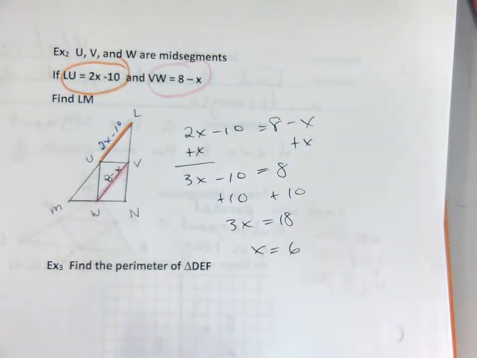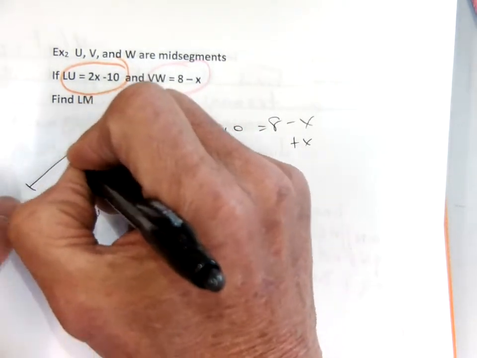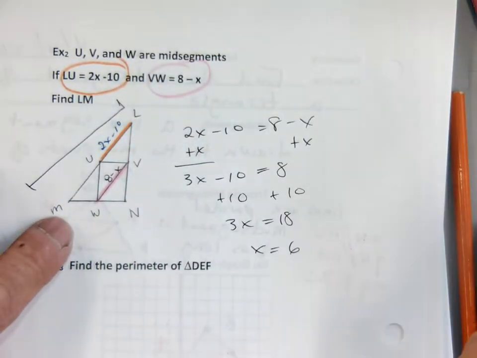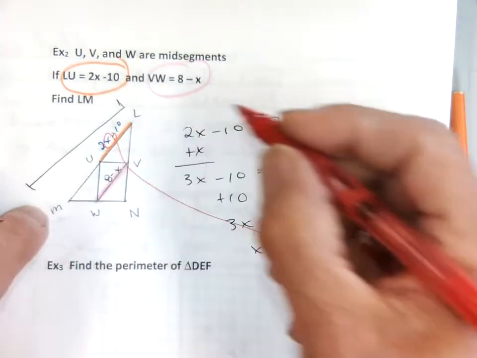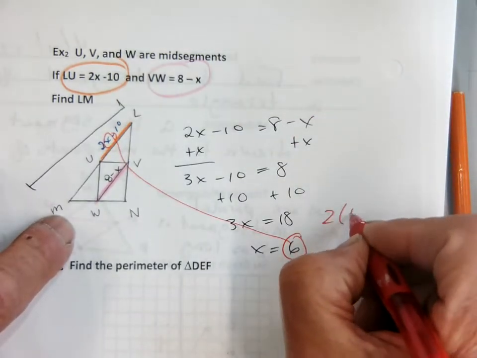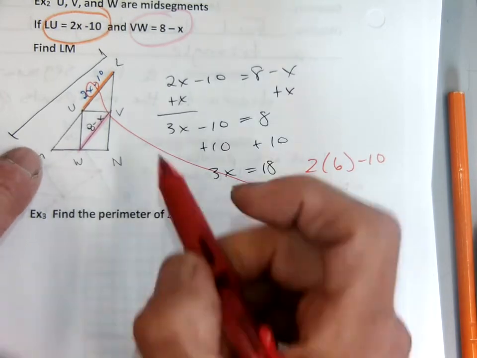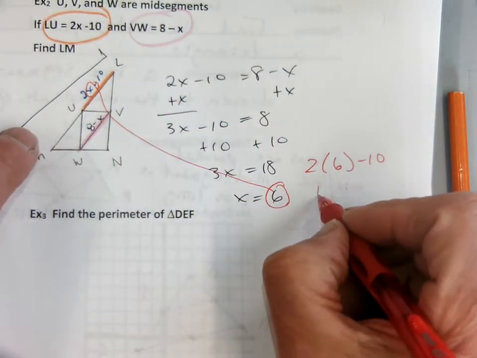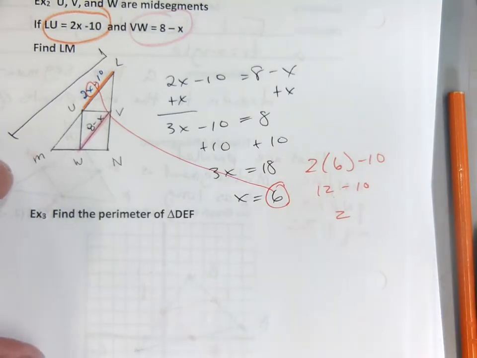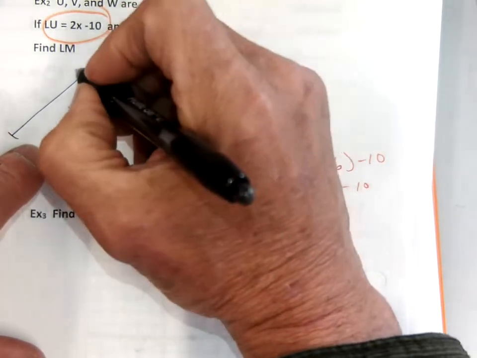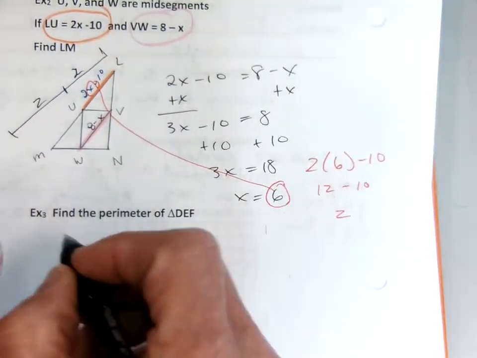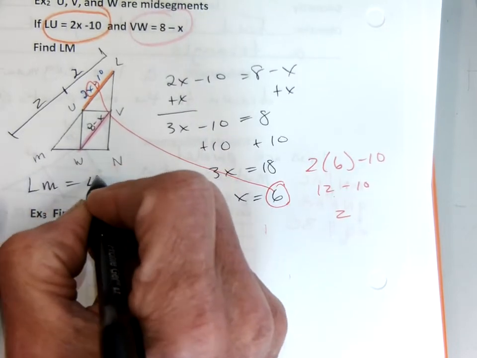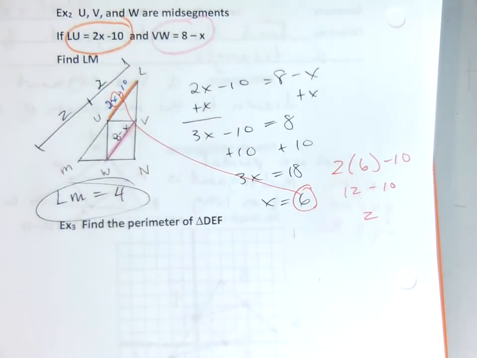The question is to find LM. So we're going to find this whole distance here, right? So I'm going to take my 6 and plug 6 in for x. So I'm going to go 2 times 6 minus 10, because I want to find that length. 12 minus 10, which is 2. That means this side is 2, which means this side here is also 2. The whole length for LM is 4. Did I go too fast? What do you think? Doesn't that make sense?